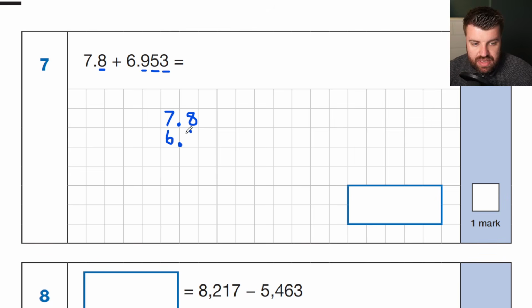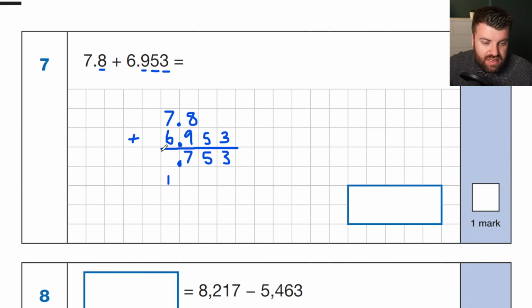This is 6.953. And you can see there why it's so important we line these digits up correctly. We're going to add them in the thousandths column. There are just 3 thousandths, 5 in the hundredths. 8 plus 9 gives me 17, so exchange over. Not forgetting to put the decimal in the answer as well, so making sure that's really clear.